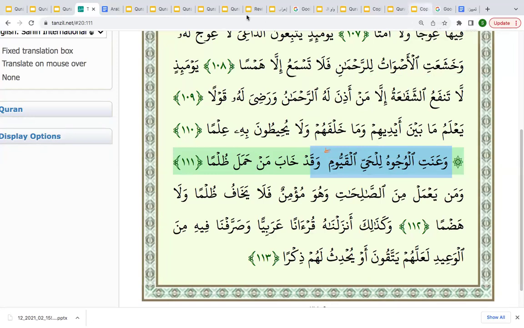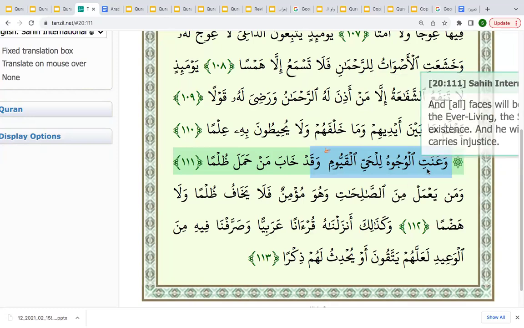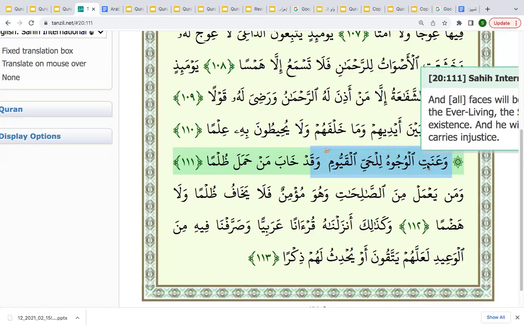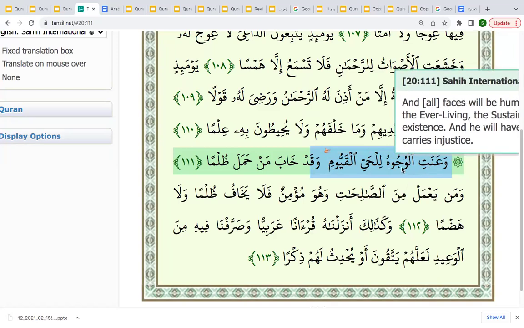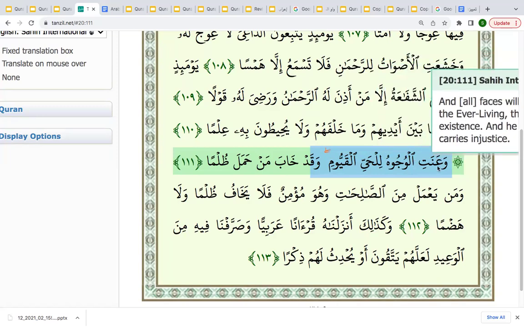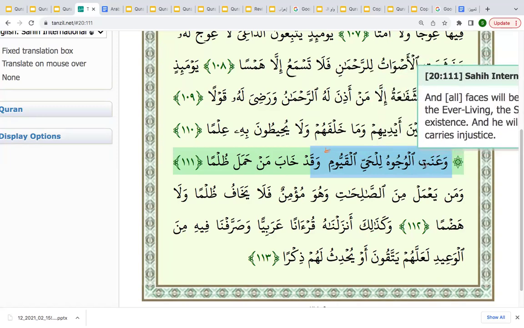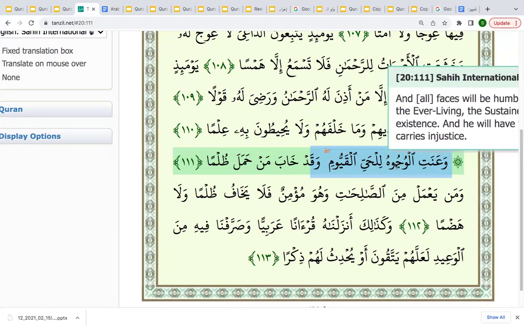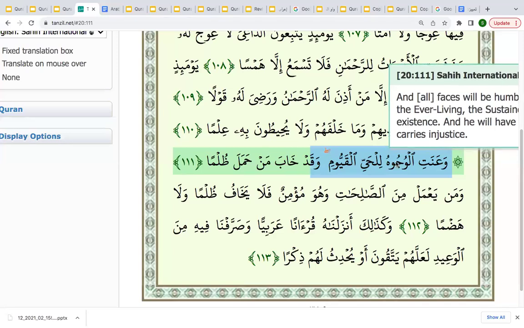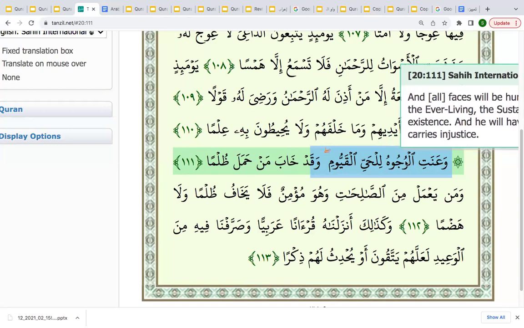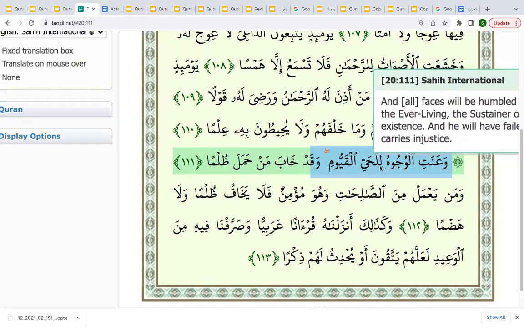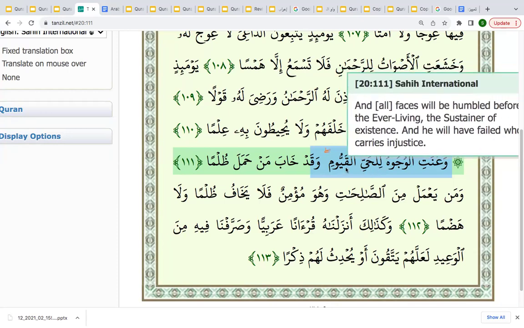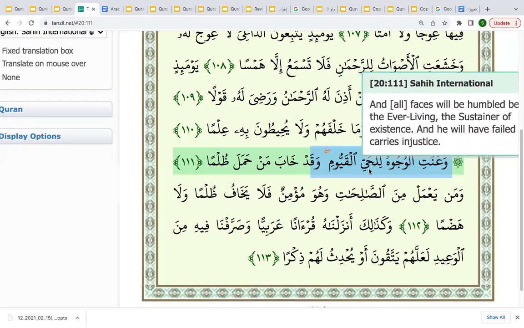Anatil wujuhu lil hayyil qayyum. Anat is a past tense verb and the subject is al-wujuhu, right? Ta is for ta'nith. Why is ta ta'nith used here? Because al-wujuhu is a broken plural, and it is treated as feminine. Lil hayy, al-qayyum, jar wal majroor, al-hayy, al-qayyum. How can you connect them? Is there any way you can connect?